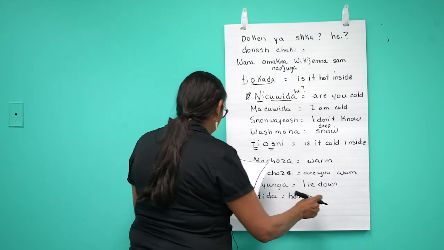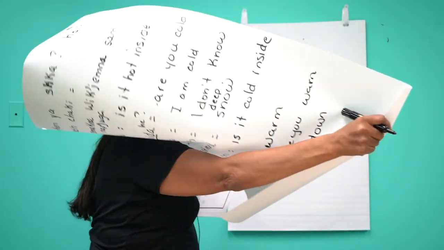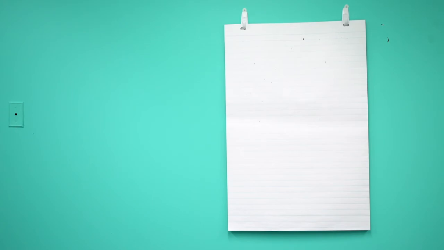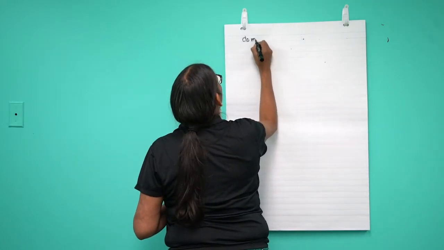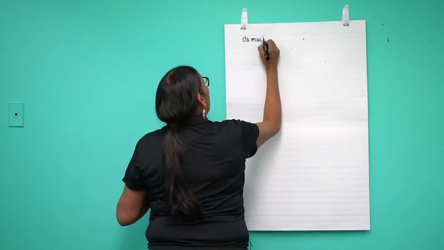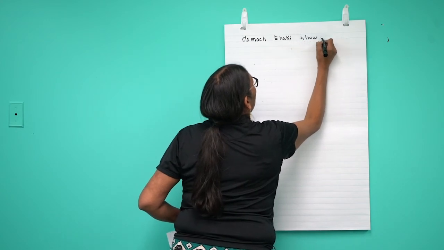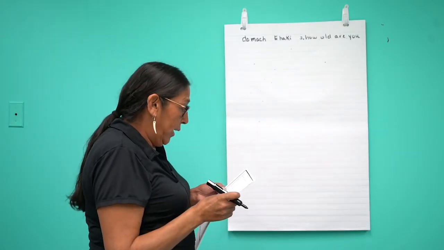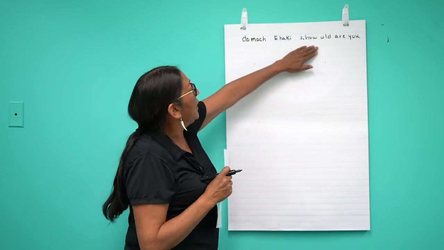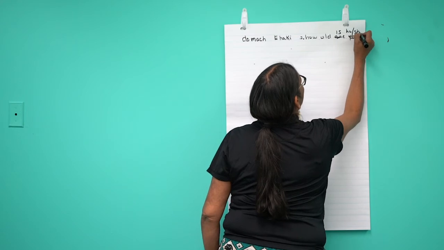And here is another one. Here's some good ones here. Donach Ihaki. How old is he or she? I was talking about my granddaughter's birthday. Donach Ihaki. How old are you? Oops, sorry. Donach Ihaki. And that's how old are you? Donach Ihaki. Wana. Oh, I guess this, how old is he or she?